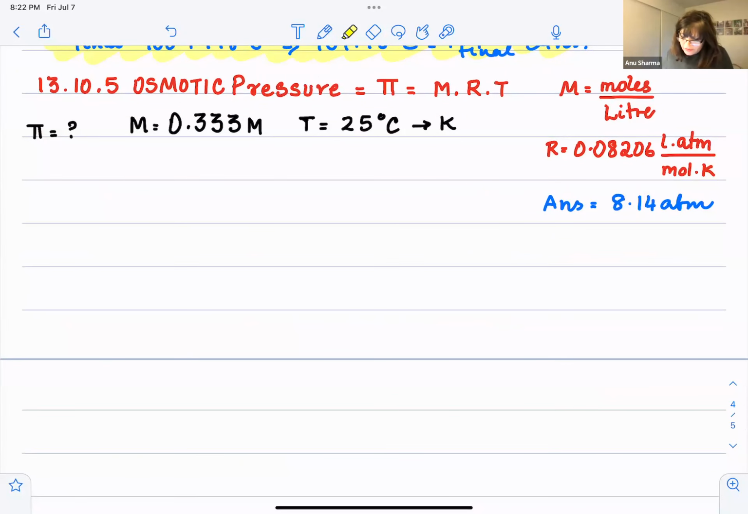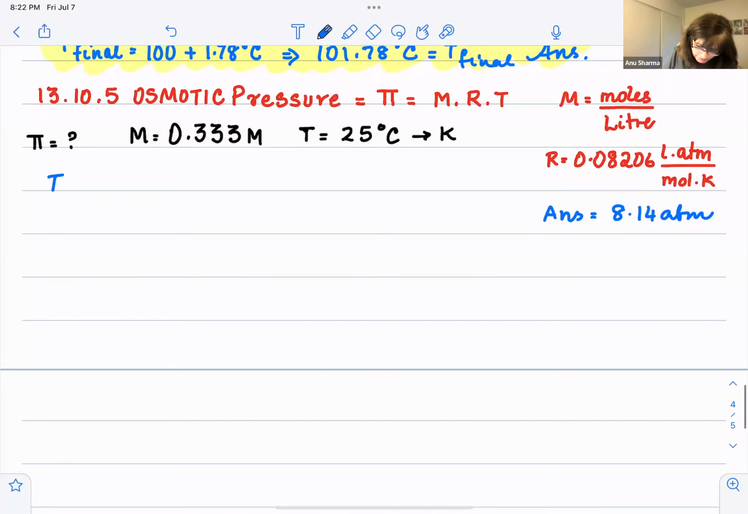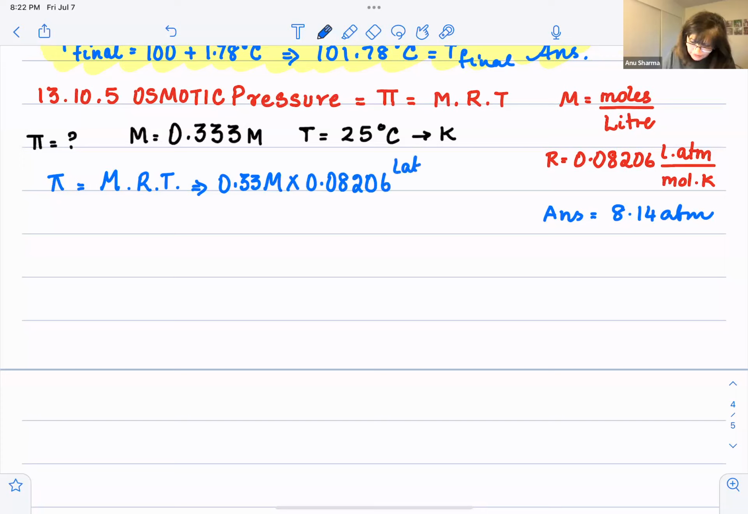Now this is an osmotic pressure. I did not include that, but you can calculate this. This is based on the formula pi equals M R T. Molarity is given. So here the question is asking you, what is the osmotic pressure? So take the molarity, 0.33 M, times R, which is 0.08206 liters atmosphere per mole K.